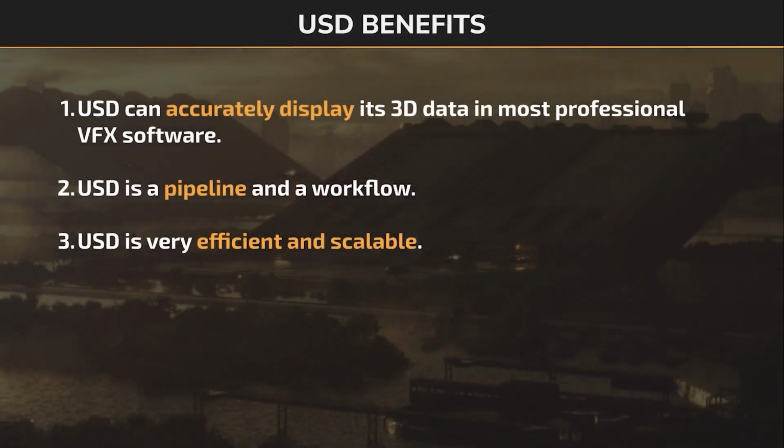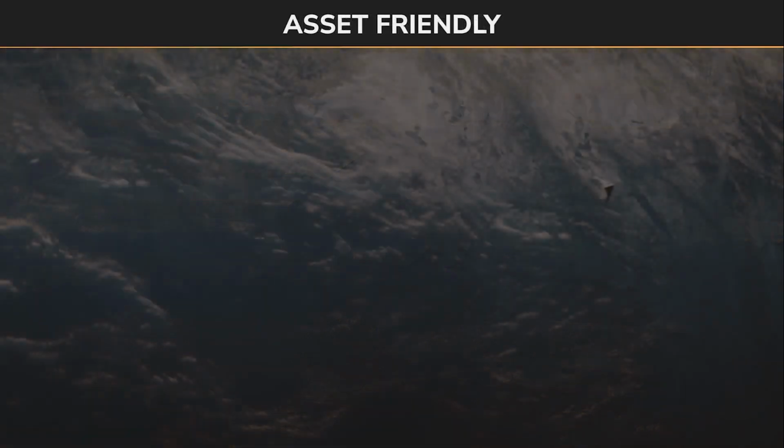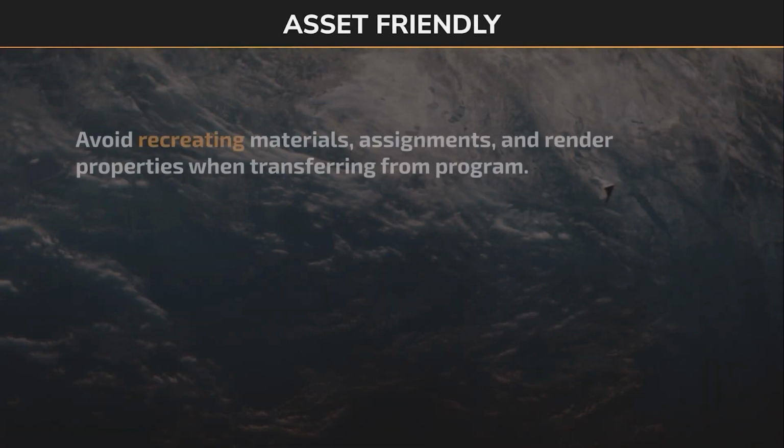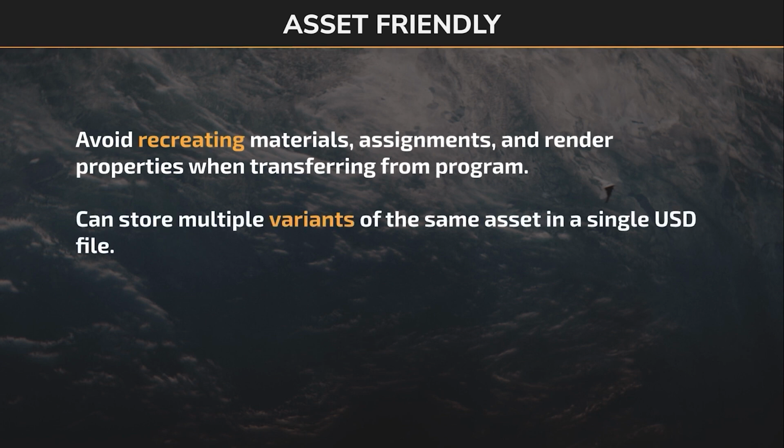So these are the benefits and efficiencies that we can see with USD. But we have even more benefits because USD is very asset friendly. This ties in a little bit with how USD is universal, and we won't have to recreate assets and materials when going from program to program anymore. But beyond this, USD allows us to store multiple variants of the same asset in a single USD file. We can have different materials, different geometries, different levels of detail. We can have proxy geo that can be displayed when we're in OpenGL view and then automatically switch to high res when going to render.